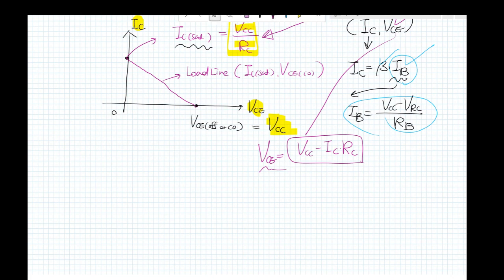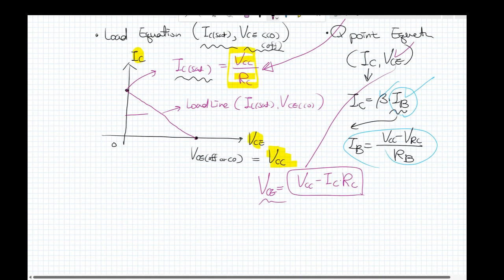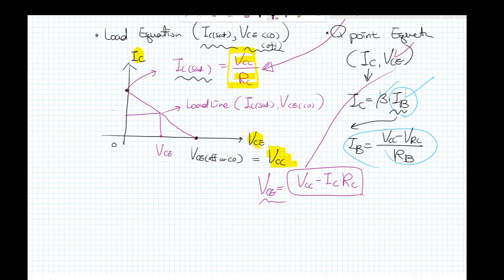All right. So that was V sub CE and that was I sub C. They can move along the load line, so that was I sub C and V sub CE, like this one. Any question? So the spot where they meet is the Q point.